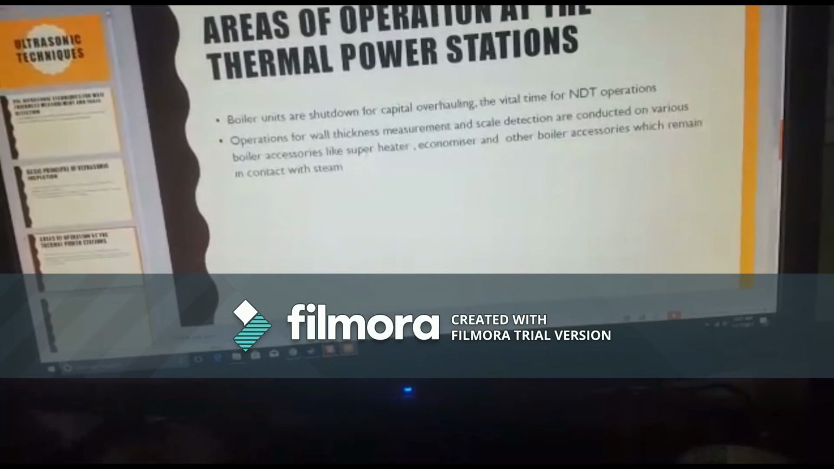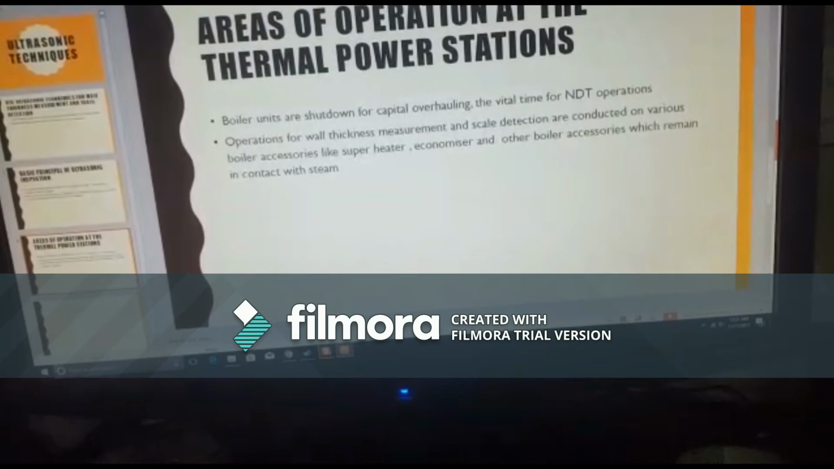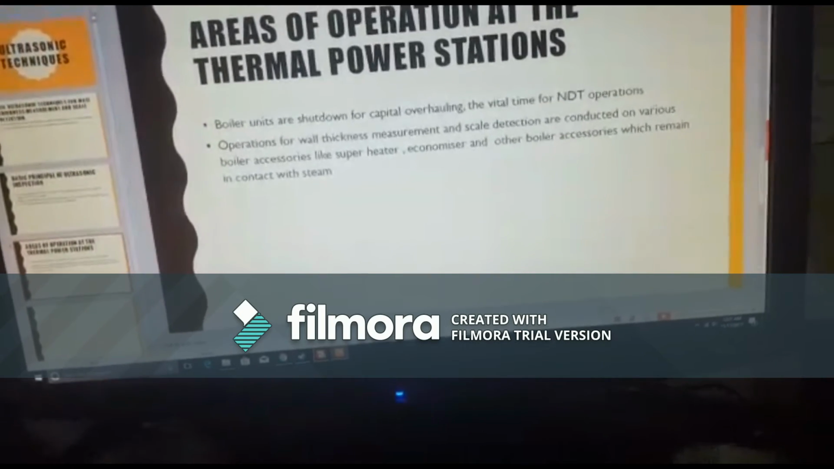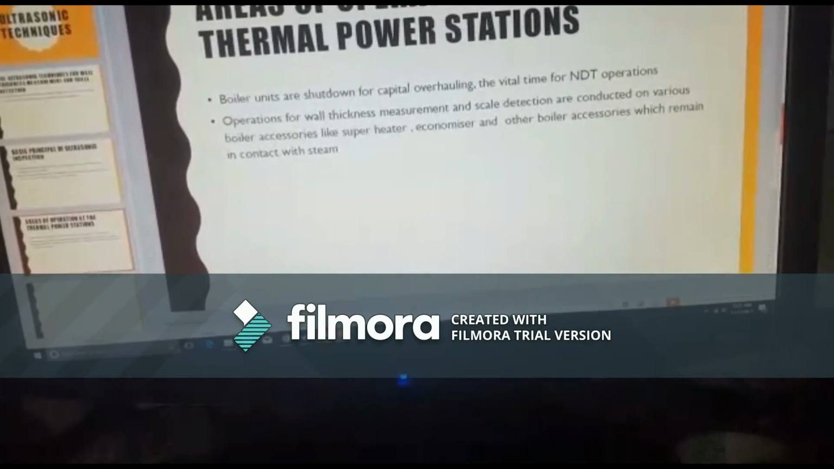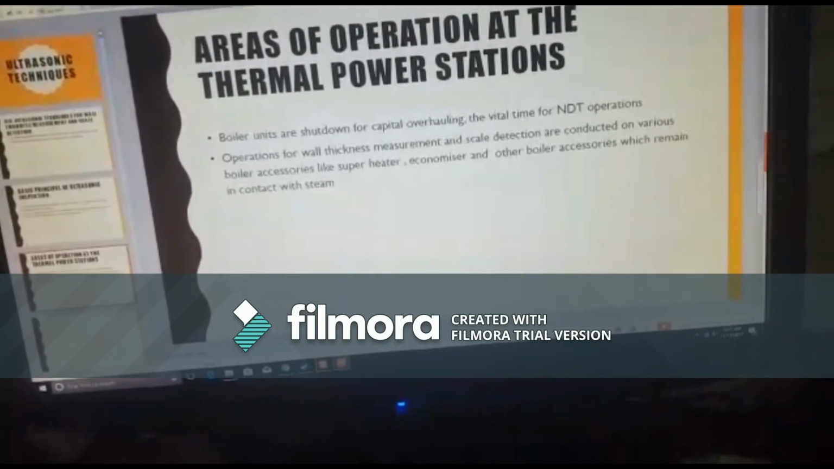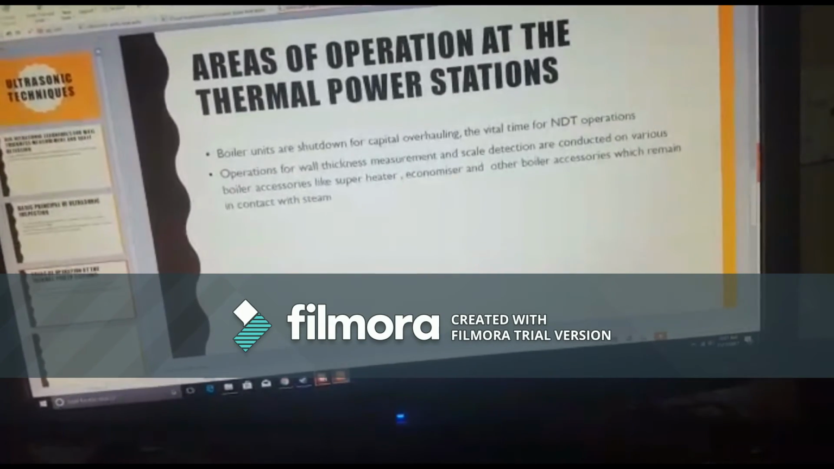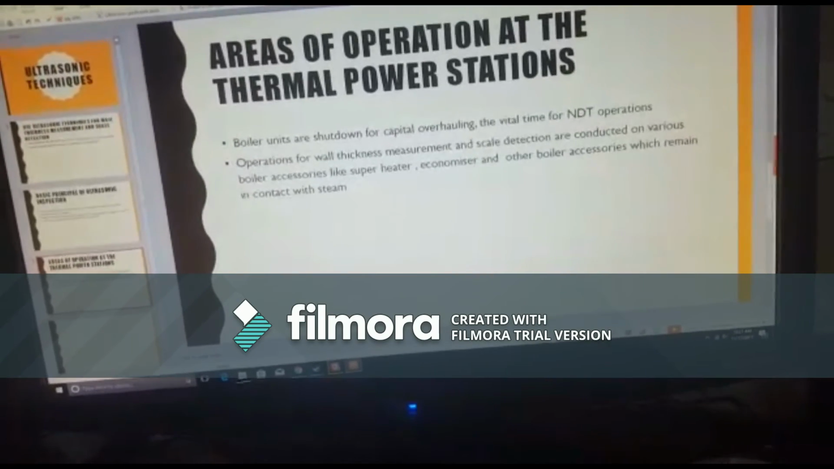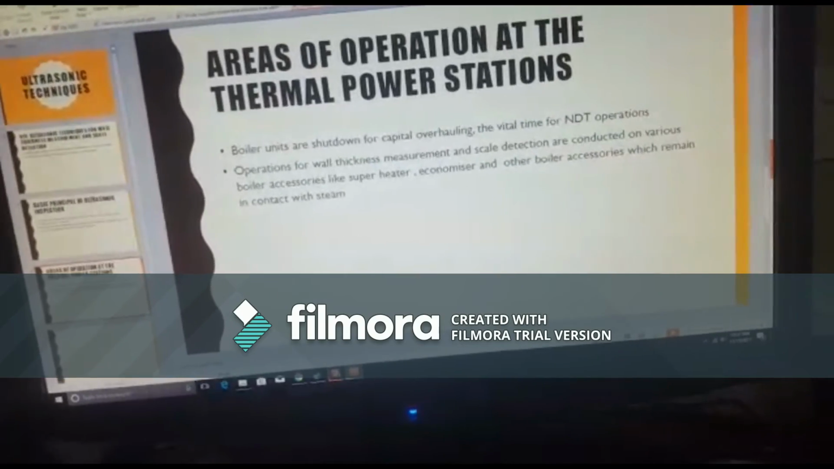In addition to the above equipment, the plant requires various accessories depending upon availability of water, fuel, and the service for which the plant is intended. Practically, boiler units are shut down for capital overhauling, the vital time for NDT operation. Wall thickness measurement and scale detection are conducted on various boiler accessories like the superheater, economizer, heater, and other boiler accessories which remain in contact with steam.